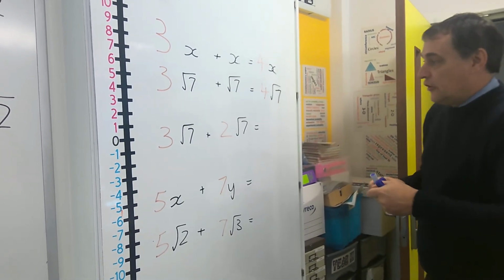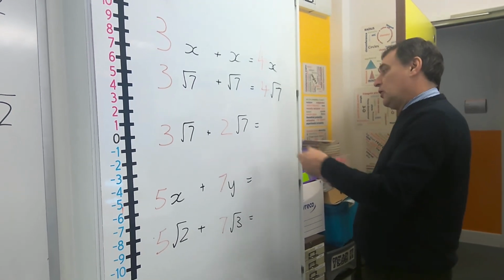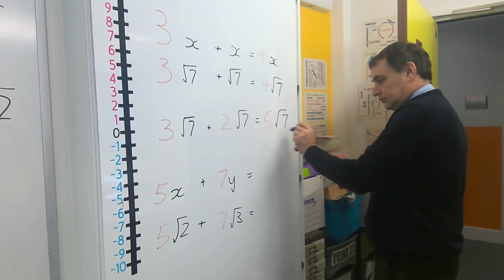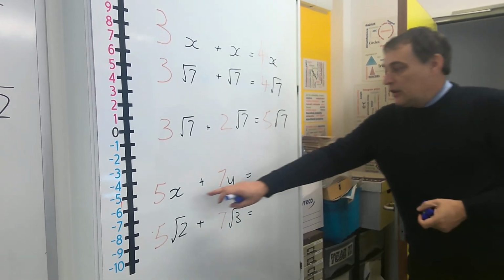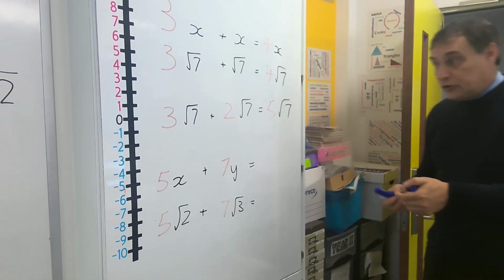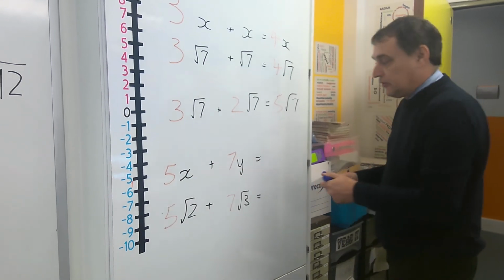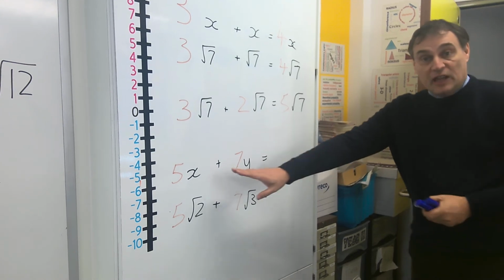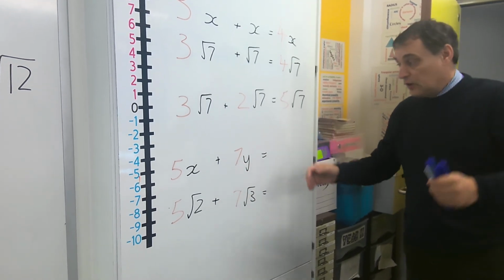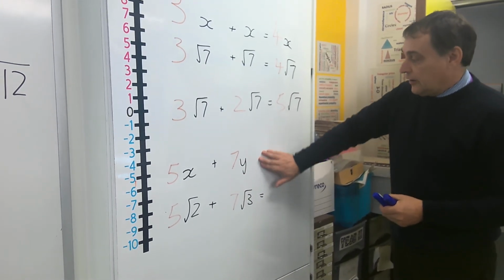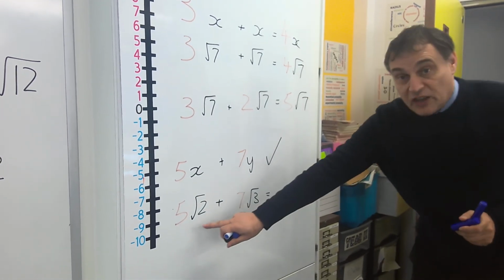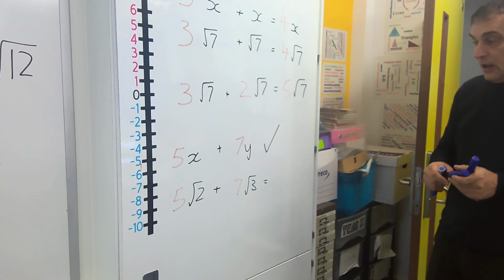In the same way, 3 root 7 plus 2 root 7 then gives us 5 root 7. Now, exactly the same with algebra, if we've got two different letters, say 5x plus 7y, the answer will actually remain the same because there are two different letters. You can't do anything to them, so that just remains the same. You cannot go any further with that.